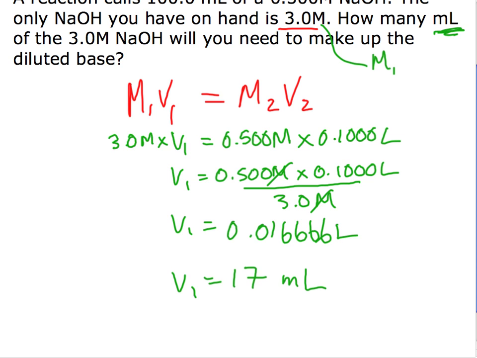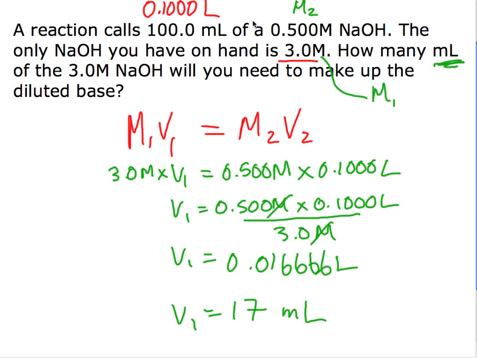So in other words, if I want to get 100 milliliters of a 0.5 molar solution of sodium hydroxide, and I'm starting with 3 molar, I'm going to put 17 milliliters of that 3 molar sodium hydroxide into a volumetric flask, and then I'm going to fill it up with distilled water till it gets to 100 mLs. So 17 of those mLs will be of the more concentrated sodium hydroxide, and the rest of the milliliters will be pure water. Okay, so that's a dilution question.